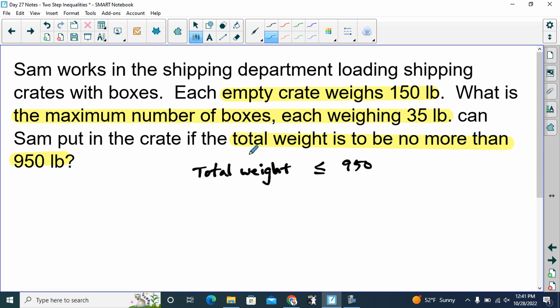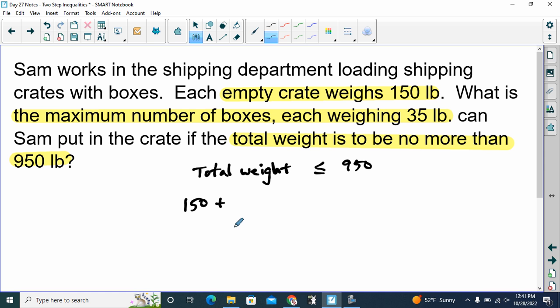Now we need to fill in an expression for the total weight. So let's think about things that we have that weigh something. Well, we have an empty crate. It weighs 150 pounds, and we just have one of those. So we have that 150 pounds. That goes into the total weight.